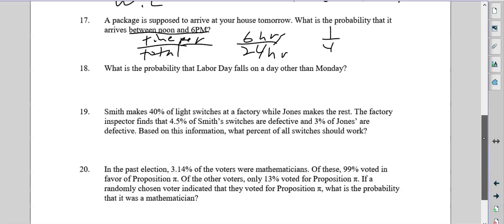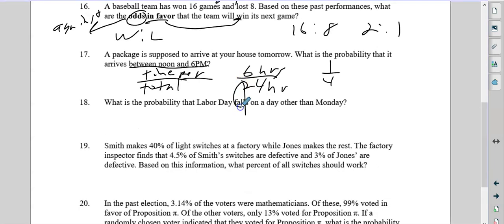What's the probability that Labor Day falls on a day other than Monday? Whoopsie. 0. Because it's always on Monday. It is a Monday holiday.